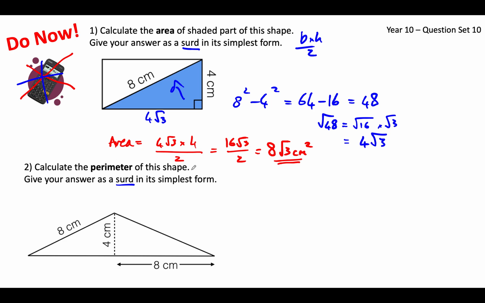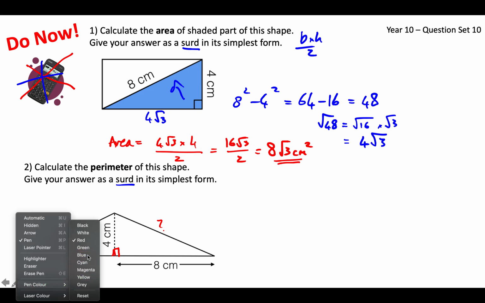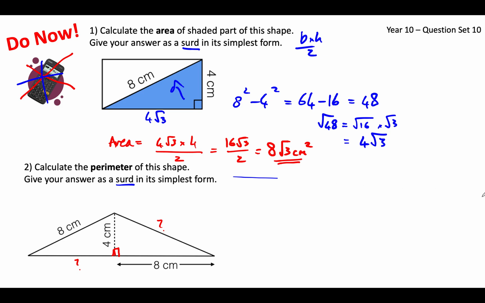Calculate the perimeter of this shape. Give your answer as a surd. So again, I've got a right angle triangle here, and I need to try and find this edge and this edge. Two separate parts to work out. Let's put a little line across there.